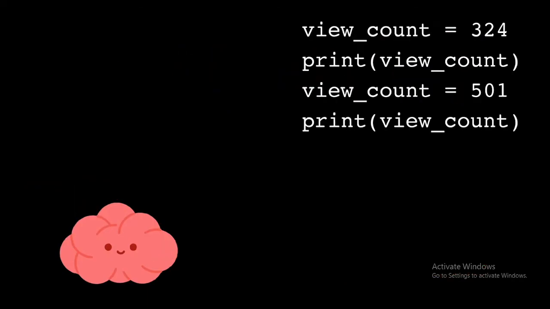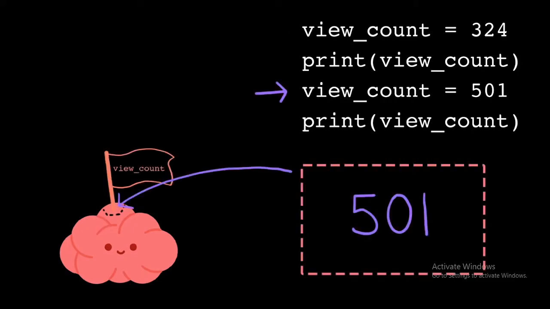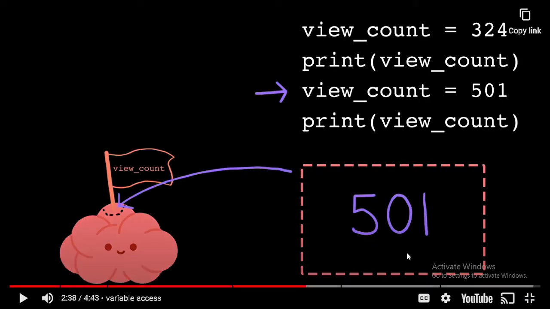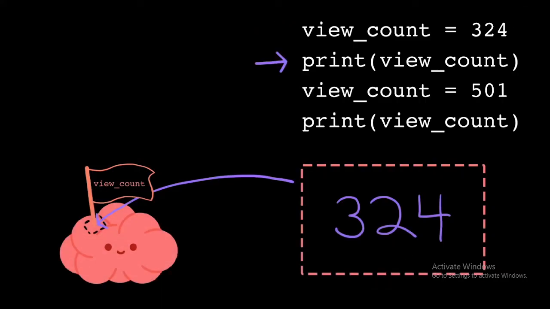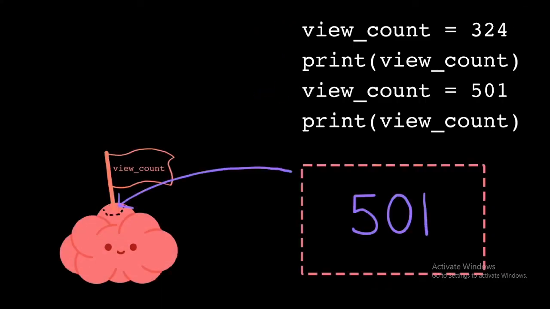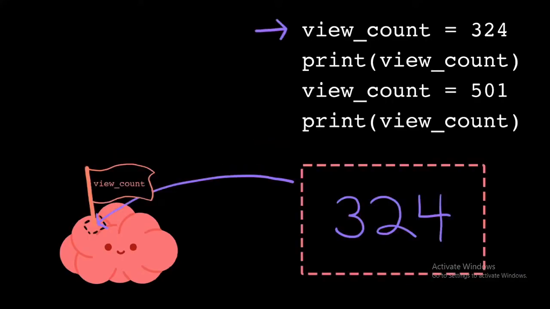Remember, instructions in a program execute in order, so the value stored in a certain variable might be different at different points in the program. For example, after the first line executes, the location view count contains the value 324, but after the third line executes, the location view count now contains the value 501. So when I access view count on line 2, this prints 324, but when I access view count on line 4, this prints 501. Note that after line 4, when the program terminates, the computer clears out all these locations in memory. That means the next time you run the program, the computer starts fresh again.